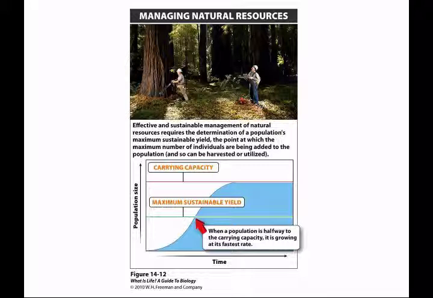A great example of this is logging. If we cut down all of these trees and it takes so long for the trees to grow back, if we cut down more trees than we're able to grow back, eventually we're going to have completely deforested and wiped out the population of trees. If we don't watch how we utilize natural resources, we can actually cause them to go extinct, as we have seen so often happen in nature, because we don't really think of our actions as having counteractions.